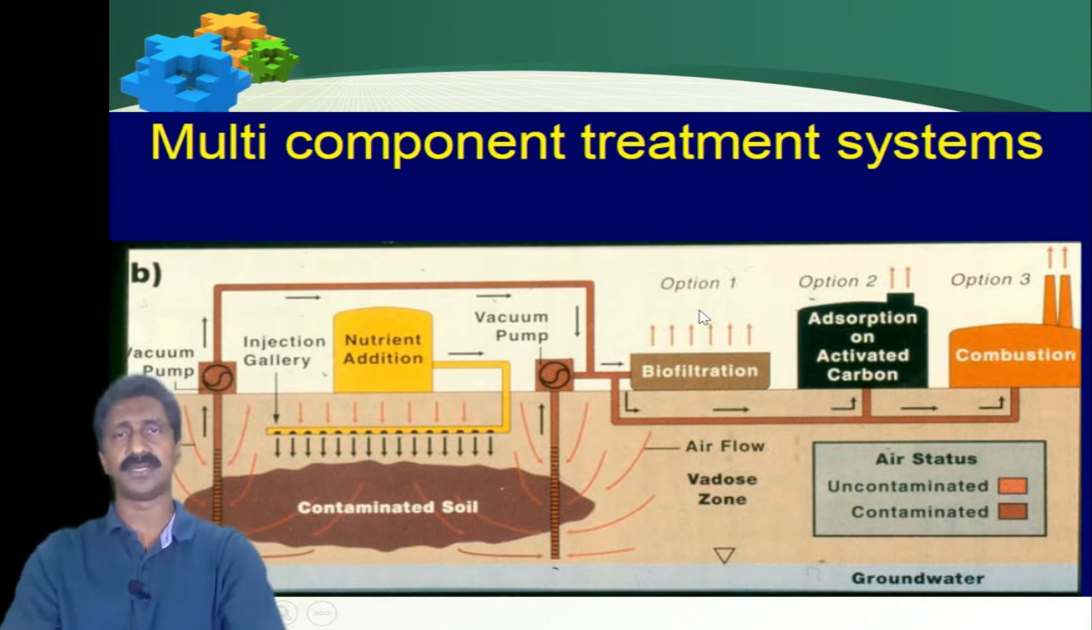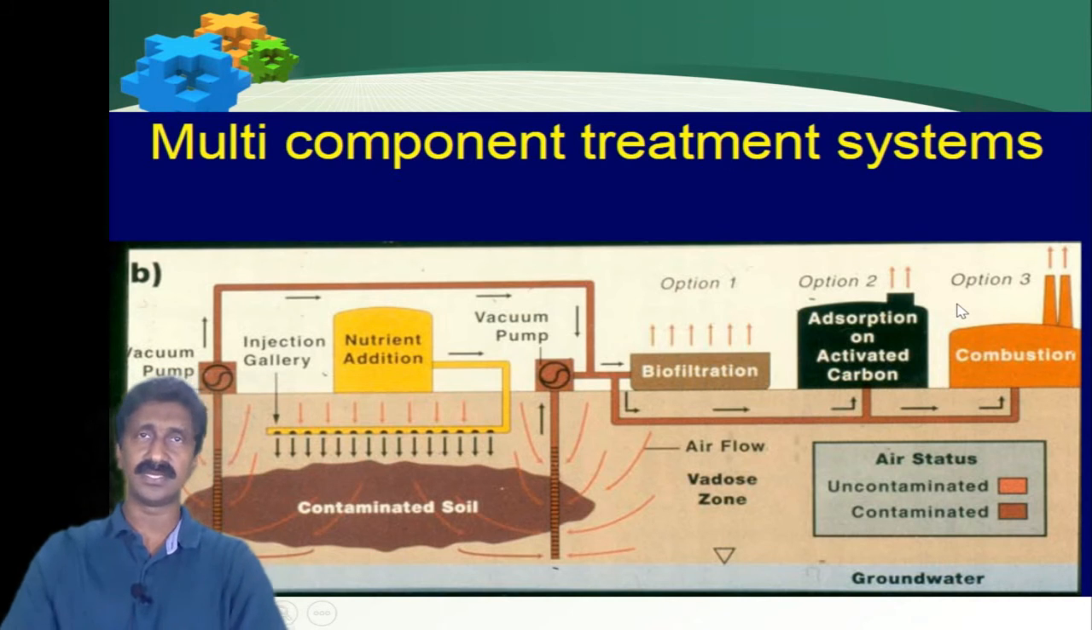So this is a multi-component treatment system. The theory is the same, and here the contaminated soil is there, a vacuum pump for aeration, nutrient addition, then biofiltration, then absorption on activated carbon, combustion. So along with the pump and treat method, biofiltration, absorption, and all other different types of methods will be employed simultaneously. This is a multi-component treatment system that is used.